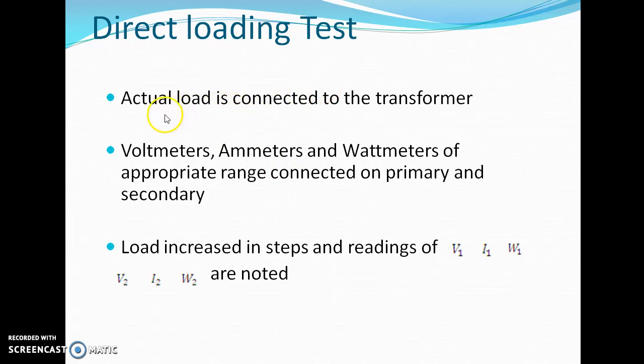In this test, load is actually connected to the transformer secondary winding and supply is given to the primary winding, and then meters, voltmeter, ammeter, wattmeter are connected to the primary and secondary both with appropriate ranges of the meters. Then load is increased in steps and readings of primary voltage, current and power, secondary voltage, current and power are noted down. So V1, I1, W1, V2, I2, W2 are the readings of the meters.